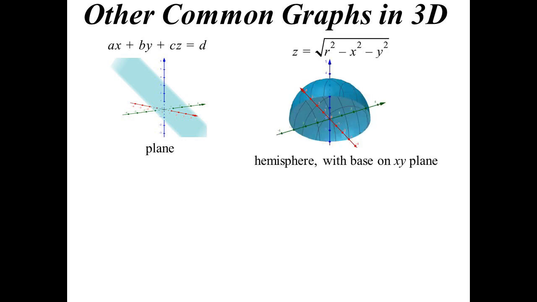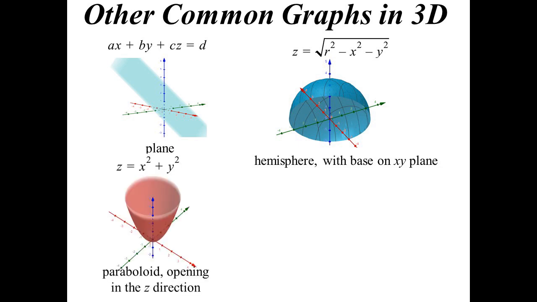There's a hemisphere. Again, notice the similarity with 2 dimensions. All we've done is we've pushed through to a 3rd dimension. We've added another variable, and it's still the square root of r squared minus x squared, now minus y squared. That if it's on the xy plane. If it was on the xz plane, then it would be y equals the square root of r squared minus x squared minus z squared, and so on.